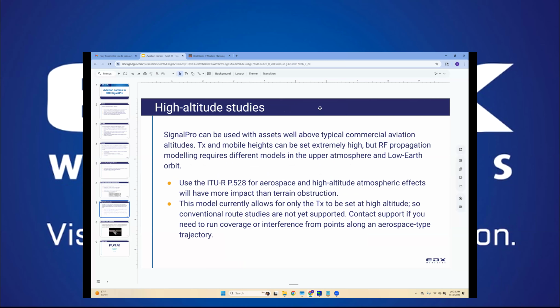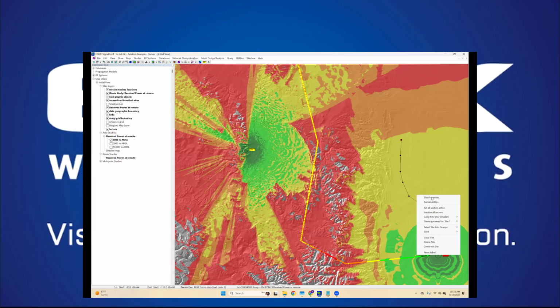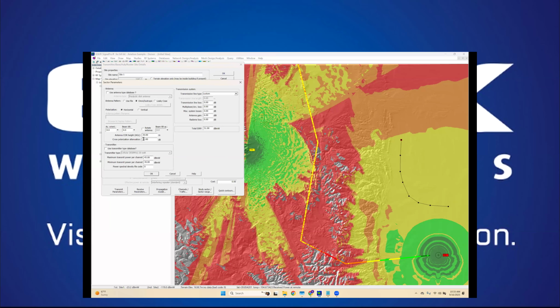So, looking back at my slides here, the architecture of SignalPro is a GIS based platform, and part of that means that we're using a realistically curved Earth. If you put your antenna extremely high up in the air, including a base station, if you want to, I can go into the software and put quite an absurd height above ground level for my site.